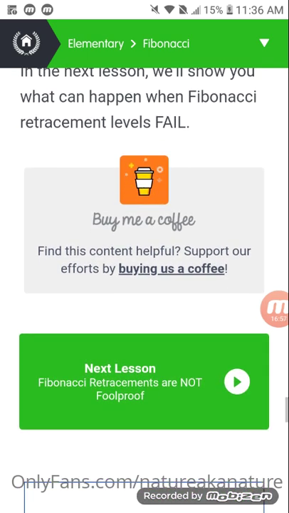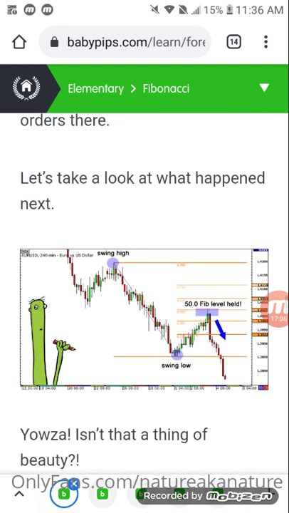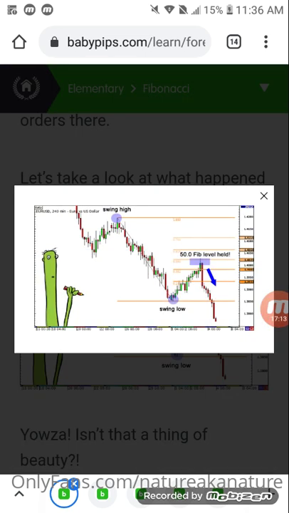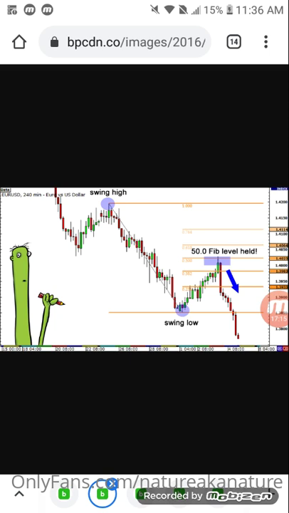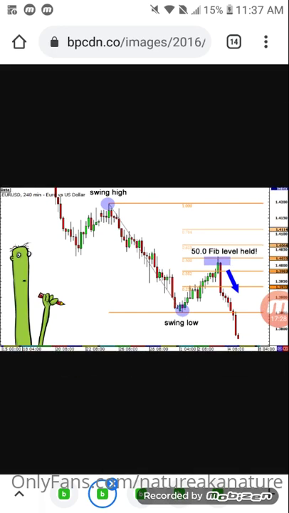Okay, when Fibonacci retracement levels fail, they're not always foolproof. So we'll talk about that in our next lesson. All right, gang, I hope this helped. I hope you understand how to trade Fibonacci retracements. If it's an uptrend, price will retrace to one of these. If it's a downtrend, price will retrace to one of these levels as a temporary resistance before heading back in a downtrend. Same thing with the uptrend.